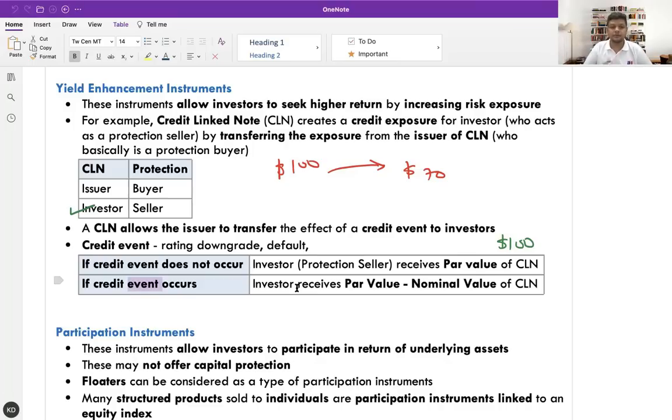Clear, everyone? So the investor will lose if there is a credit event. Whatever is a loss for the issuer or the protection buyer is what I will pay him or her. Is that clear?